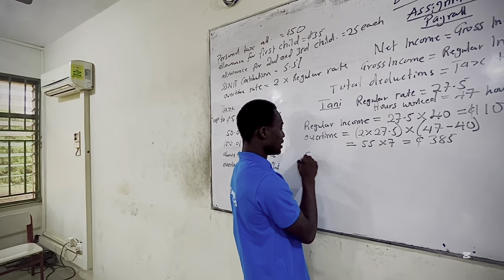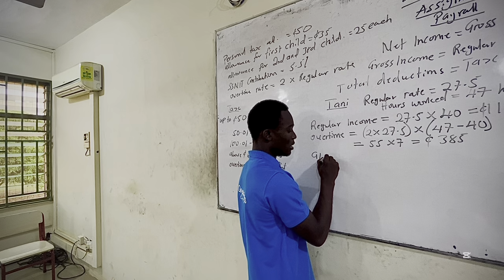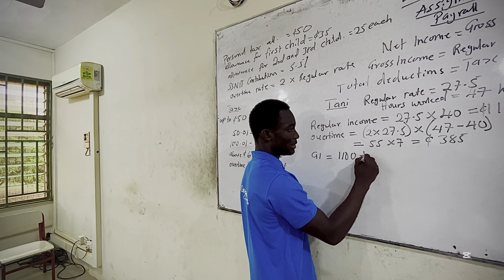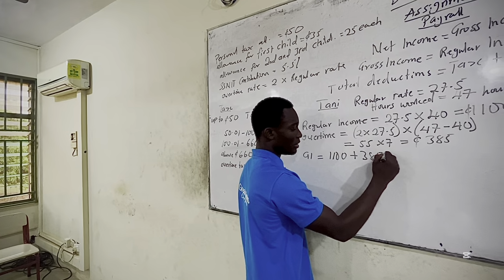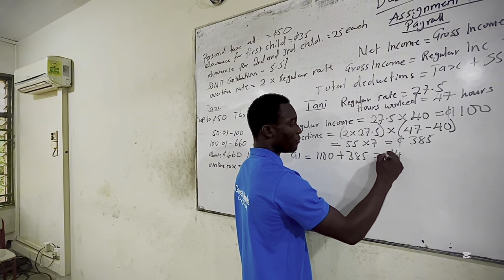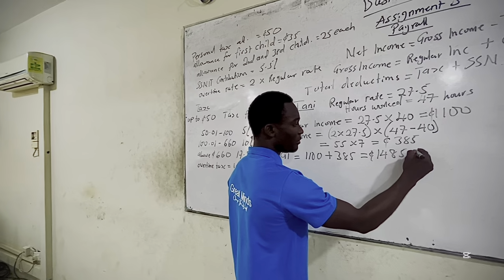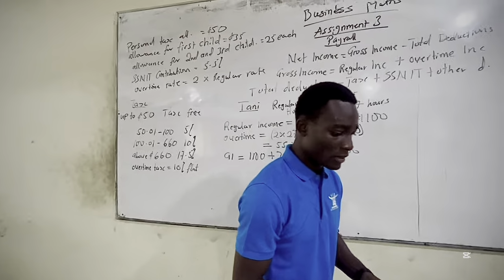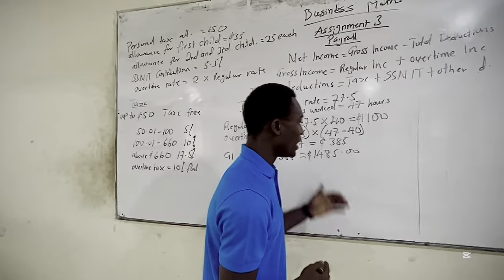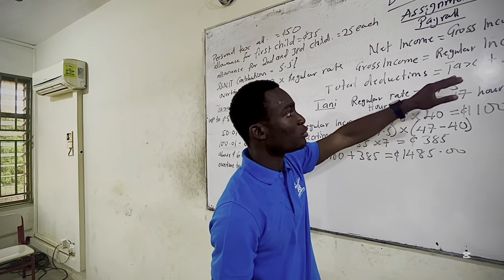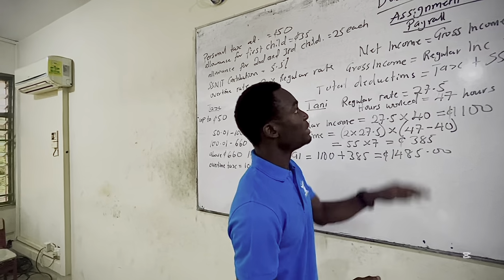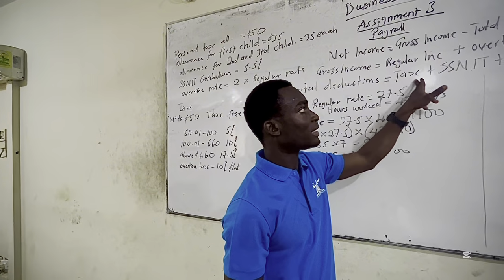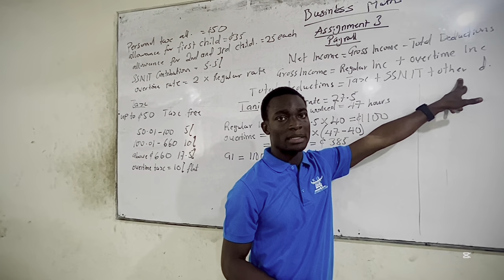Then we proceed to see our gross income is equal to 1,100 plus 385, giving us 1,485 Ghana cedis. Right. Then we are done with gross income, so we need to come to what? Total deductions. But we say that total deductions is equal to what? Tax plus SNIT plus other deductions.